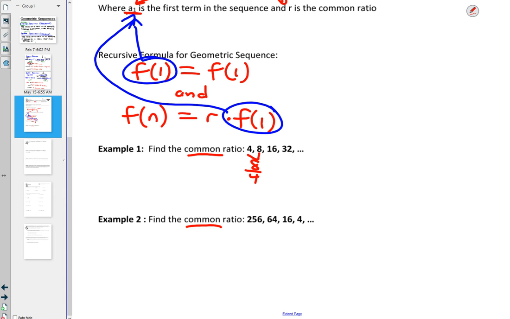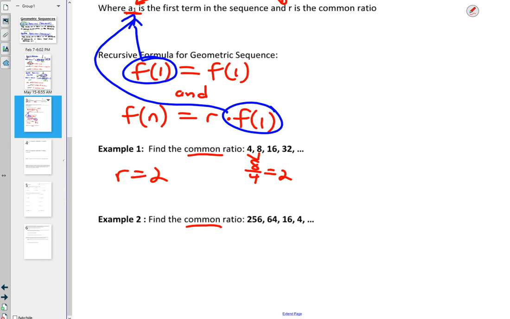So what is 8 over 4? 2. And if you wanted to test it, you could go to each consecutive one. What's 16 divided by 8? Also 2. What's 32 divided by 16? Also 2.